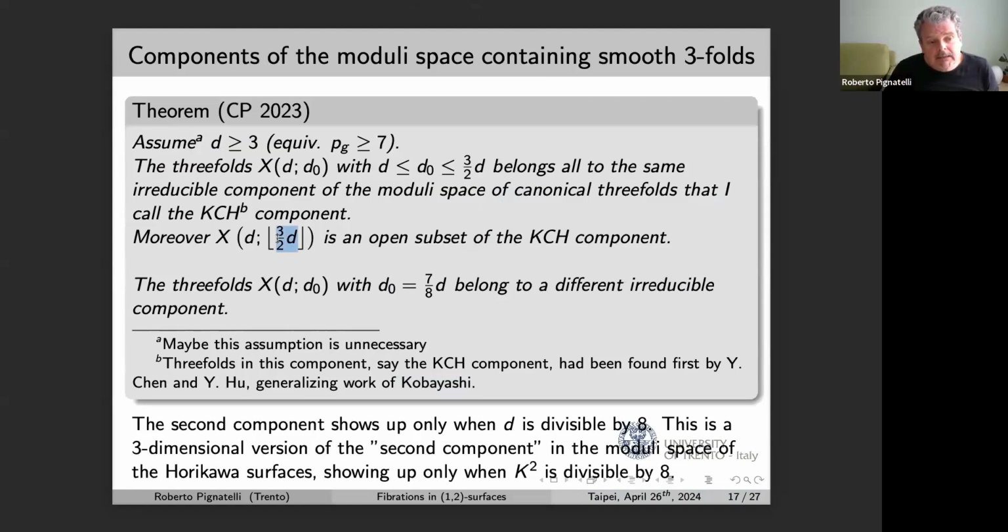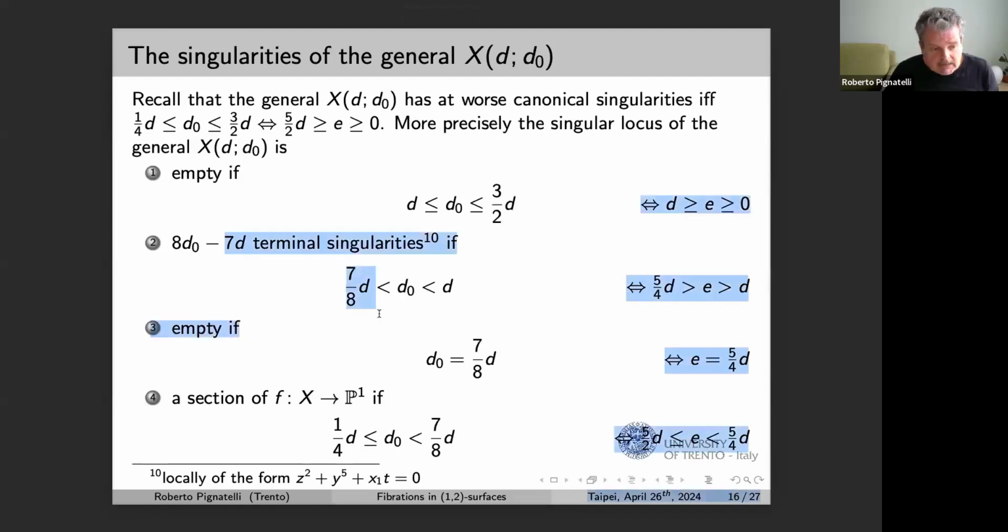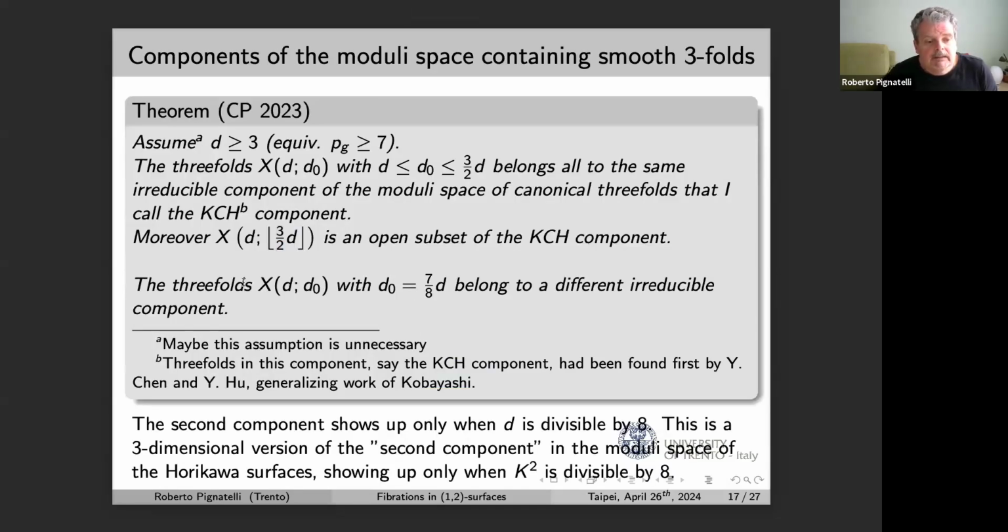But when you go down a bit, if you go in this zone, things change. And at that time, in paper 3, we just studied the second case, which is simple because the general threefold is smooth, and the first, not so easy, but we could prove at that time just that this stratum, which appears only when the volume plus 6 is divisible by 8, gives a second component, giving a nice, in my opinion, analogy with the result of Horikawa I mentioned at the beginning of the talk. And so they give a different irreducible component, of course, only when this is possible, only when D is divisible by 8. No, so the volume plus 6 divisible by 32. Okay.